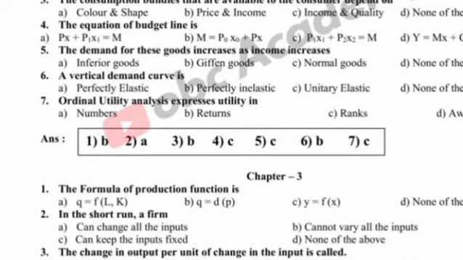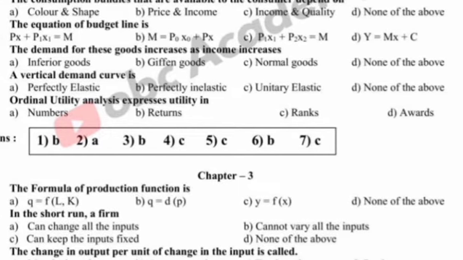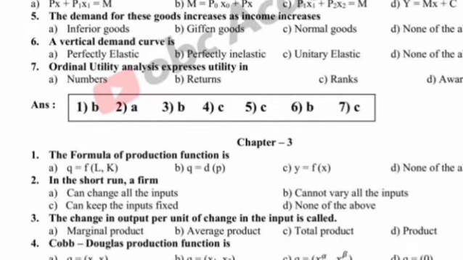The fifth one: the demand for this good increases as income increases. Option A, inferior good. Option B, given good. Option C, normal good. Option D, none of the above. The correct option is normal goods, because when the demand for normal goods has increased, it means that the income of a consumer has also increased.